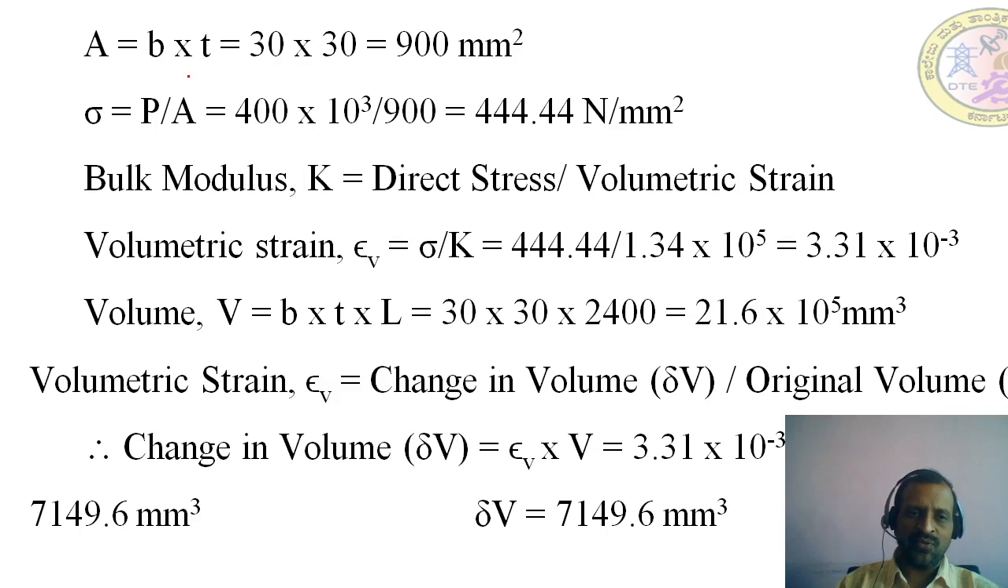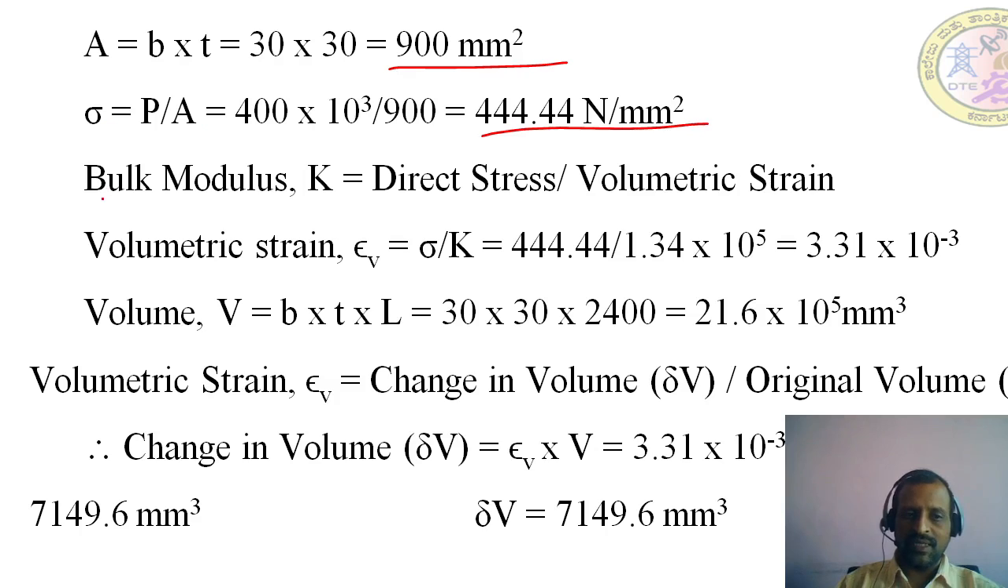So the square, how to find out the area of the square? Side into side. One side is B, one more side is T. So both are equal. So 30 into 30, it works out to be 900 mm square. Now find out the sigma. Sigma is equal to P by A. So that is equal to 400 into 10 to the power of 3 divided by 900. So that will be 444.44 Newton per mm square. So this is the sigma value.